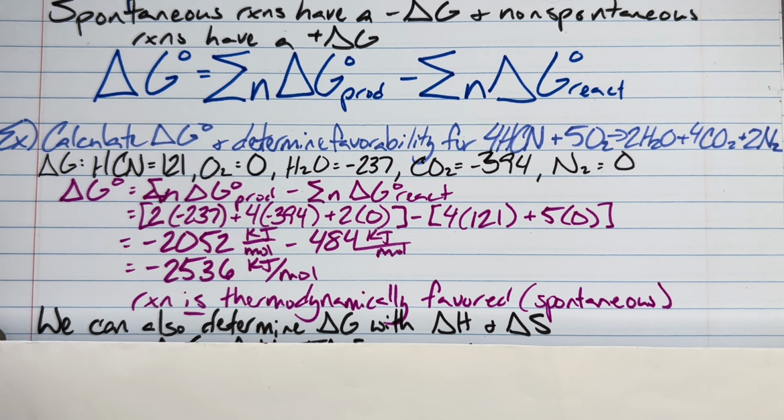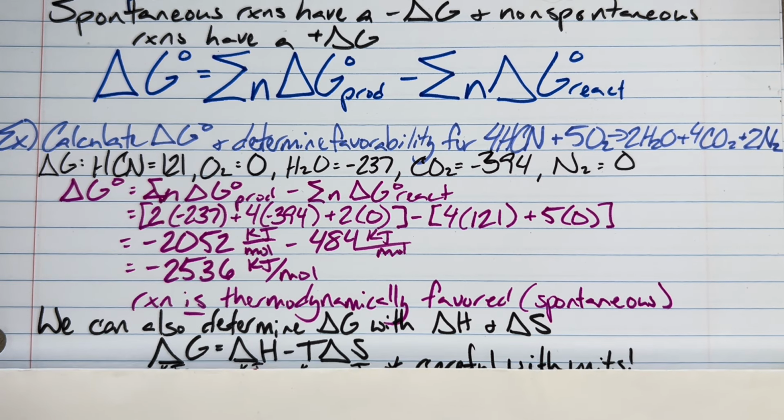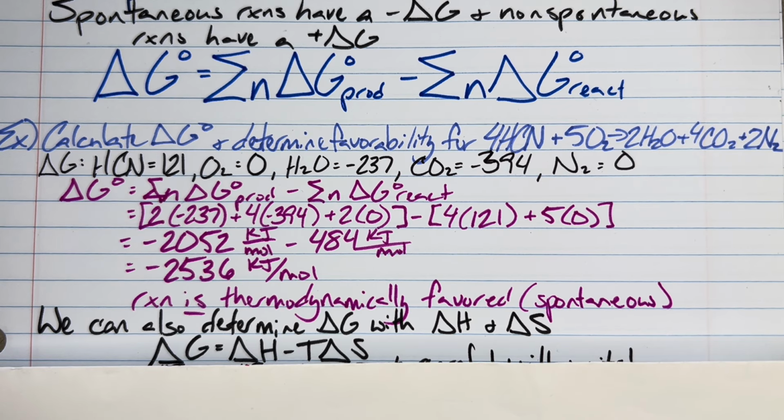We can also calculate delta G from our delta H and delta S values, so from our entropy and enthalpy values, and that relationship is here. So delta G is equal to delta H minus temperature multiplied by delta S. Okay, so Gibbs free energy is equal to the enthalpy of the system minus the temperature of the system multiplied by the entropy of the system.